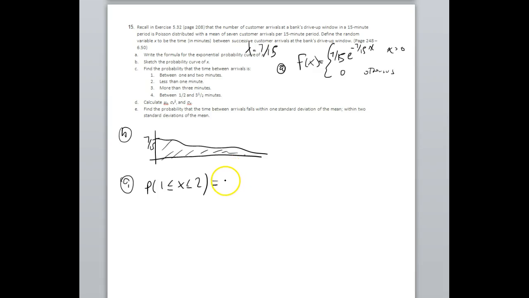And so then this is just going to be e to the negative 7/15 times 1 minus e to the negative 7/15 times 2. And that's going to be 0.6271 minus 0.3932, which equals 0.2339.